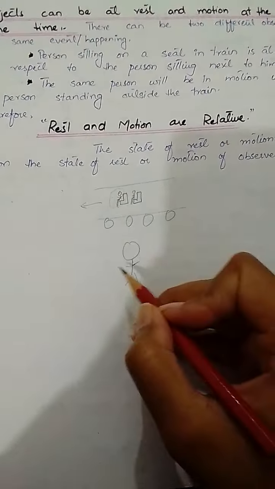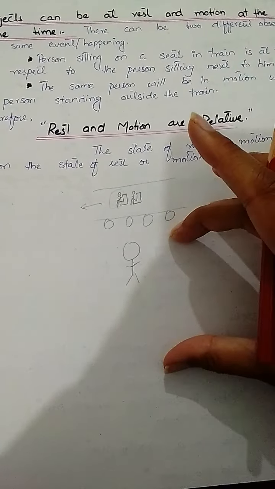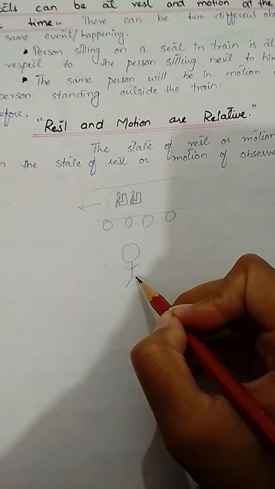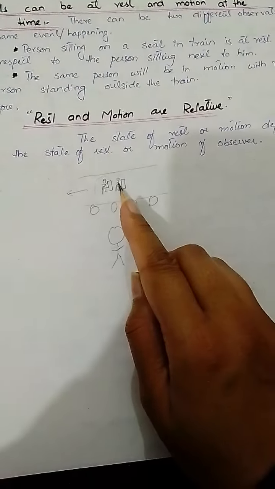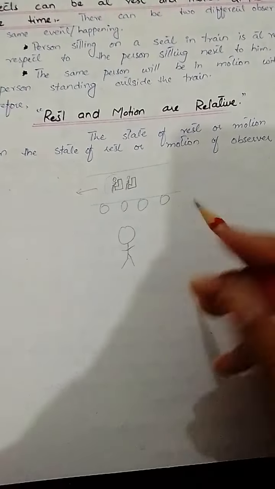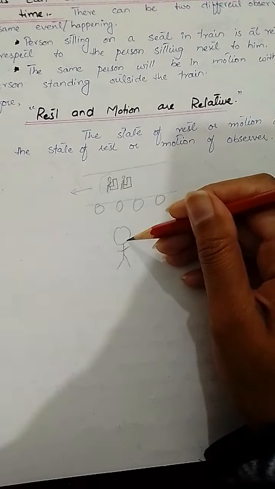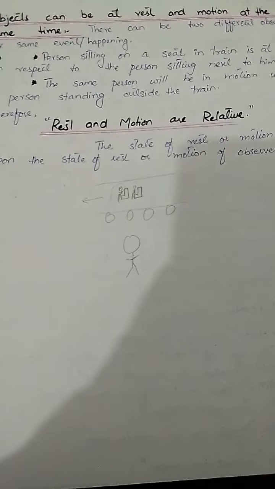Relative means it depends upon the observer, on what state the observer is in and what position the observer is in. The state of rest and motion depends upon the state of rest and motion of the observer. In this case, the observer was also moving with the object. But in this case, the observer was at rest as compared to the object.